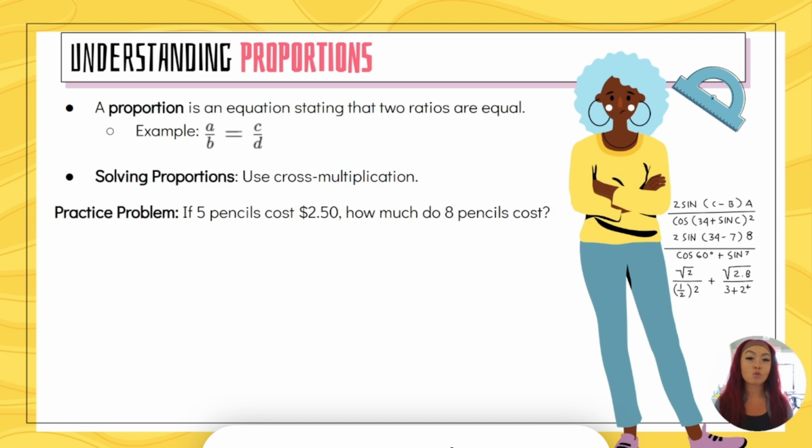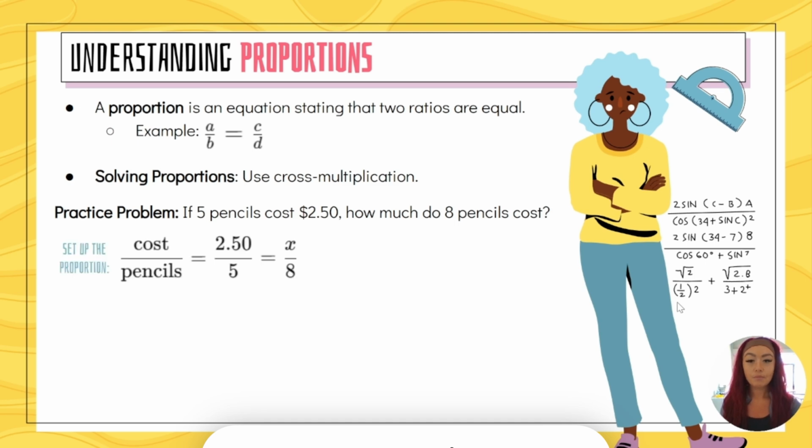If 5 pencils cost $2.50, how much do 8 pencils cost? So let's set up a proportion, right? We have our cost over the number of pencils. So we know that it's $2.50 for 5 pencils. So we'll put $2.50 over 5, and we'll set that equal to X over 8, right? X is the amount that we're looking for. We're looking for how much it costs for 8 pencils.